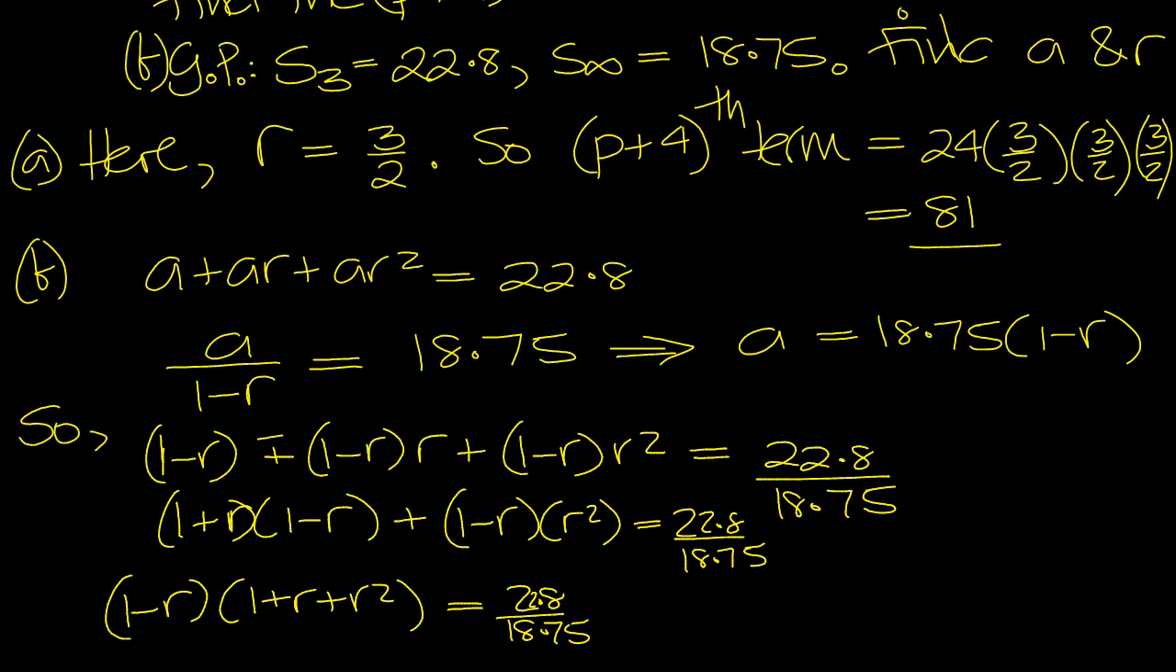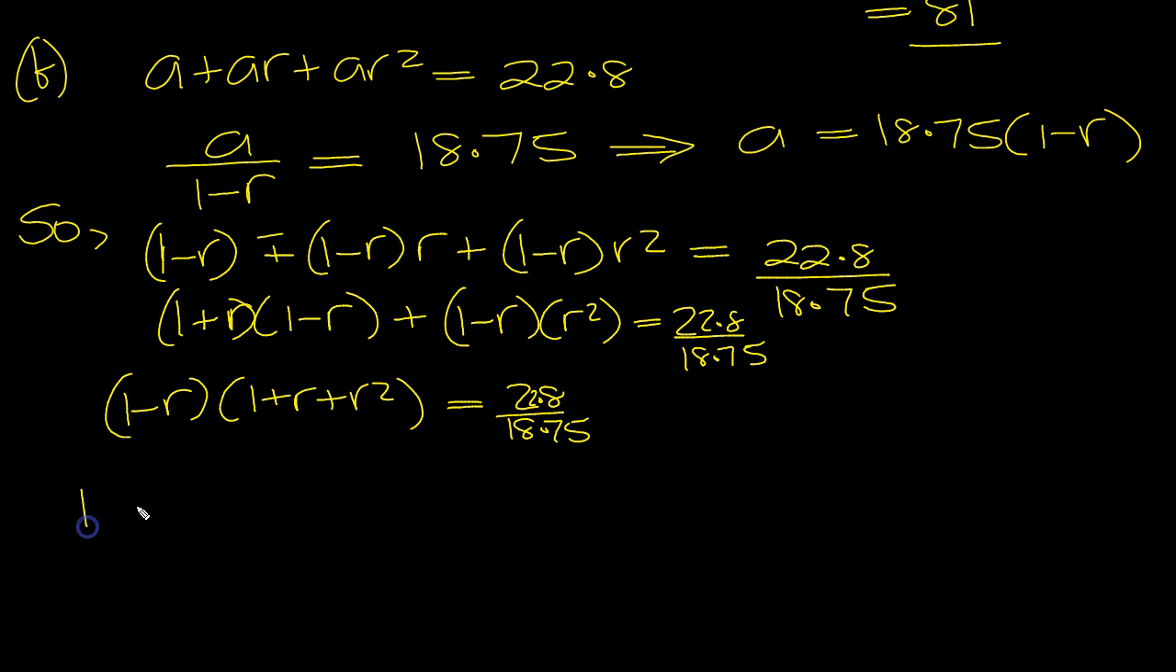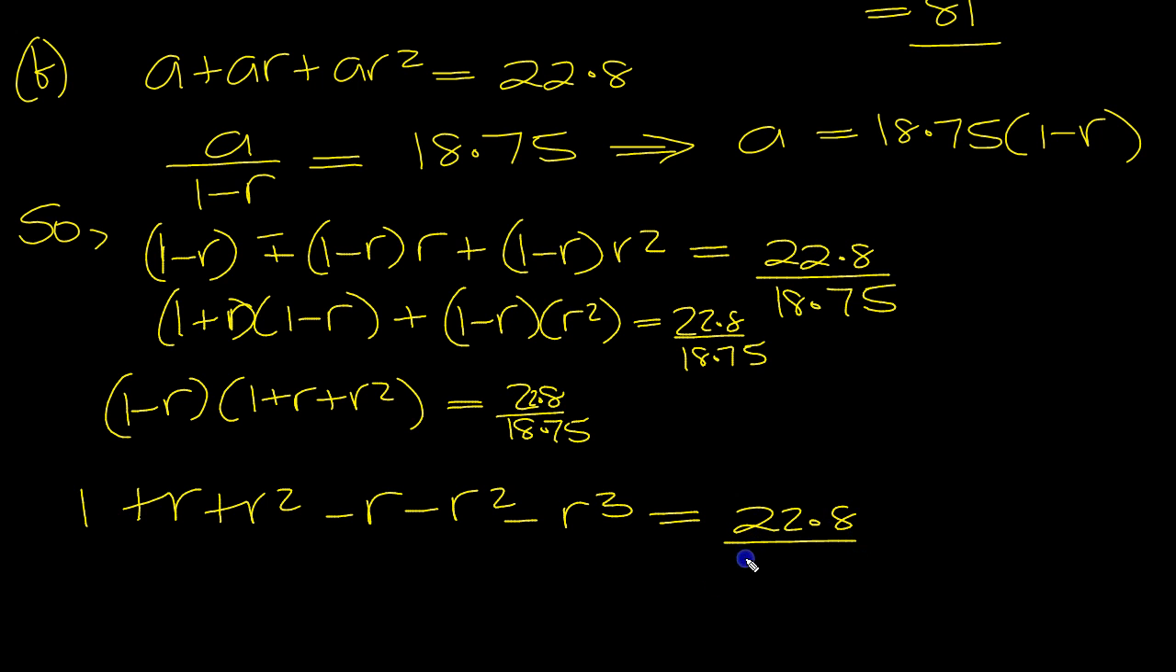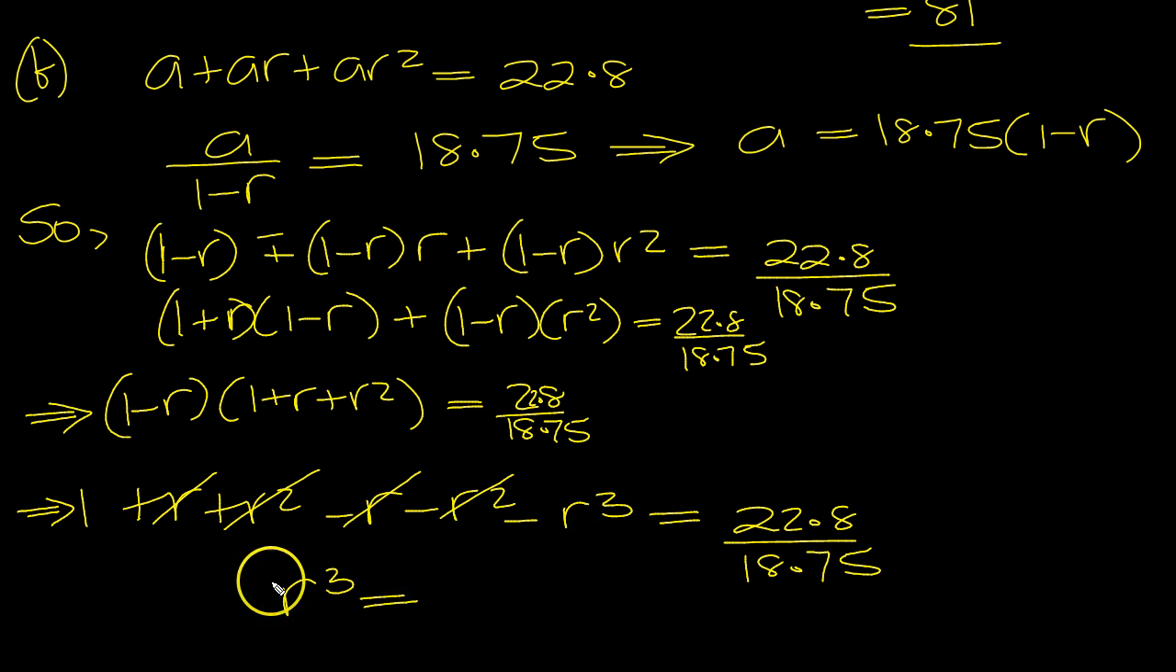So let's just expand this bracket then and see what we get. So we get 1 plus R plus R squared for the first term, minus R minus R squared minus R cubed, that's better, equals 22.8 over 18.75, because we weren't very much along from where we started here, really, back to square one almost. So this is what we needed to do. These cancel, and we get R cubed, so R cubed then is equal to, so I'm moving this over there, leaving the 1 as is, writing it down from right to left.